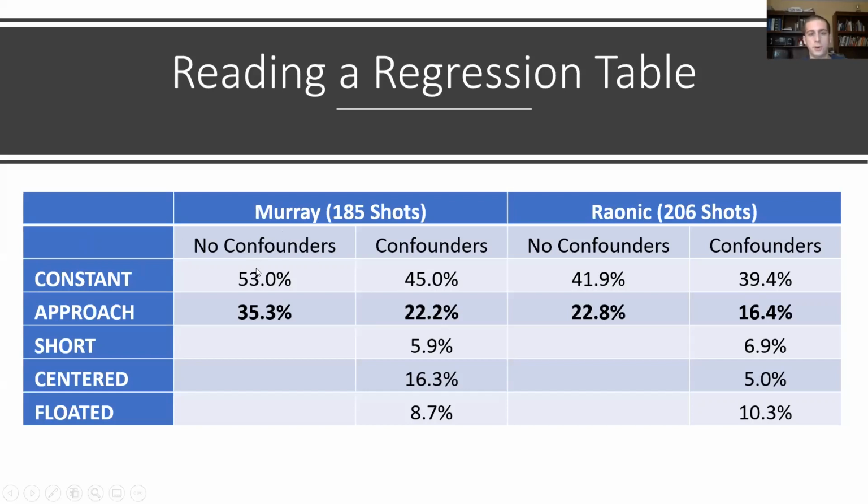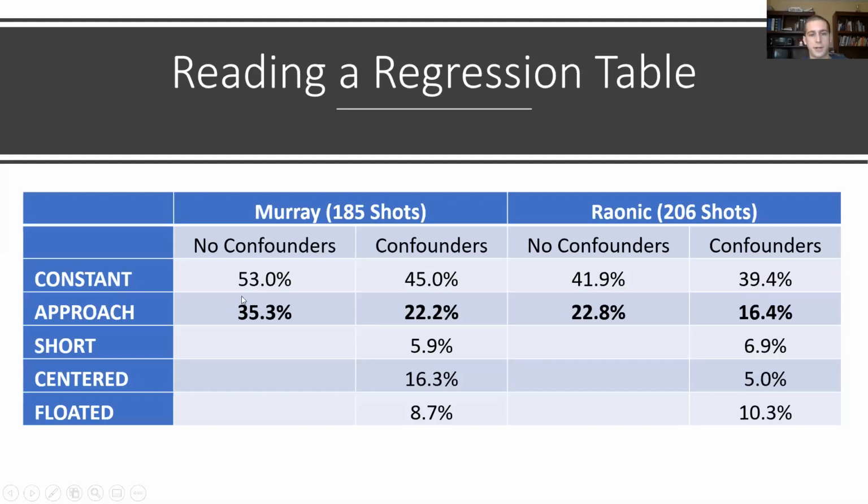So in the regression with no confounders, the only variable that's in this regression is approach. Short, centered, floated, not even here. So constant, this 53% number, is just Murray's win probability when approach is not true. So it's just Murray's win probability when he stays back. That's all it is. Murray's win probability when he stayed back was 53%.